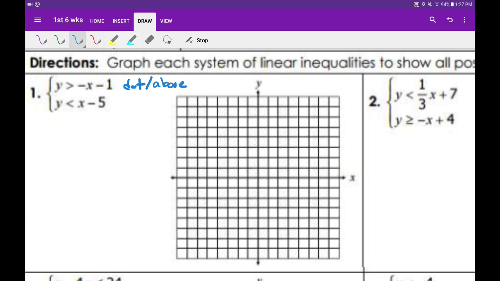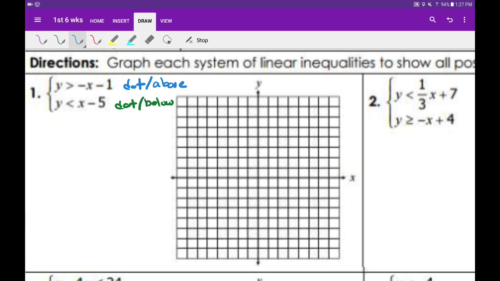All right, on the bottom equation, that will also be dotted. And this one's going to be shaded below because of the less than symbol facing the y variable. And on the top, the y variable is next to the opening, which is the greater than part, so you'll shade above.